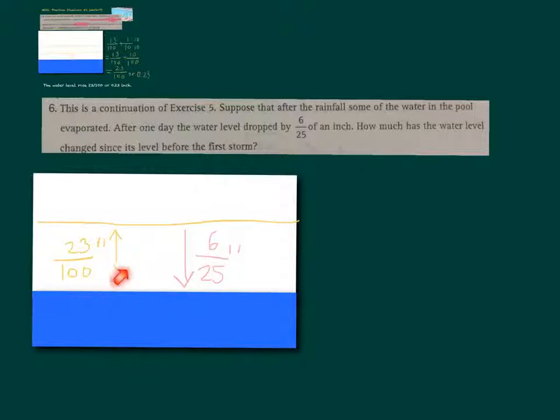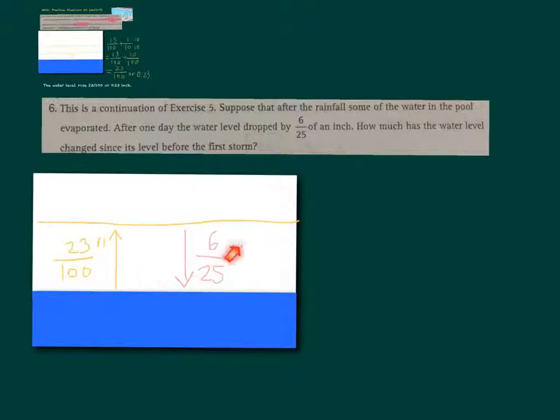What I'm trying to say in the picture is, from exercise 5, the water level increased by 23/100 of an inch. And now here it says it went down and dropped by 6/25 of an inch. So we have to figure out the change. How much has the water level changed? We don't really need to know the original water level at all because we are just trying to figure out the change. So you have an increase and then a decrease, and then we need to figure out the overall change in the water level.